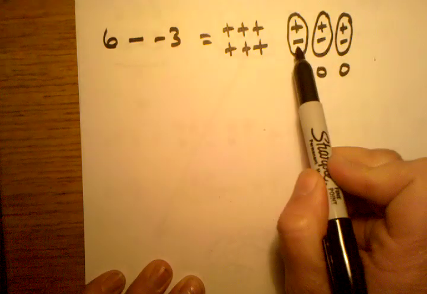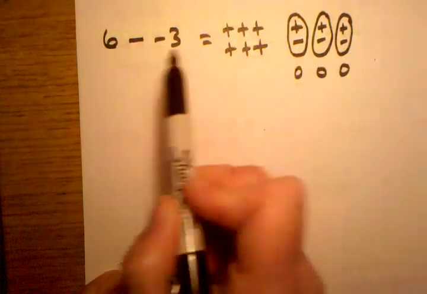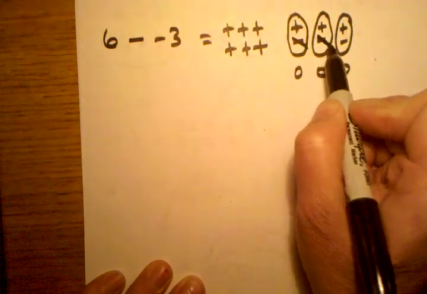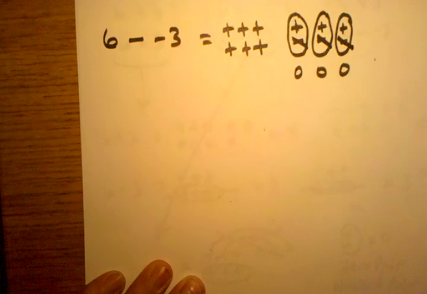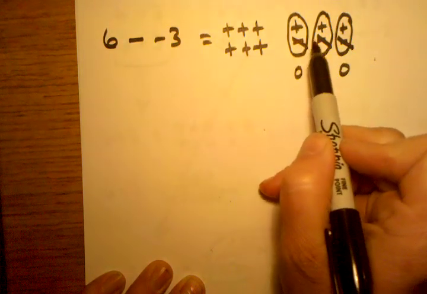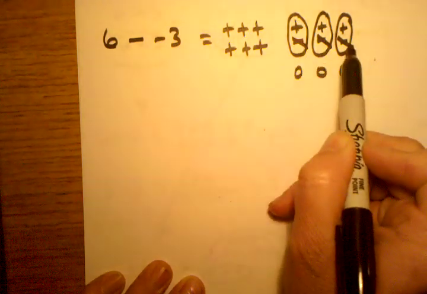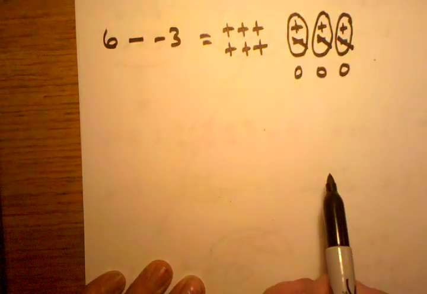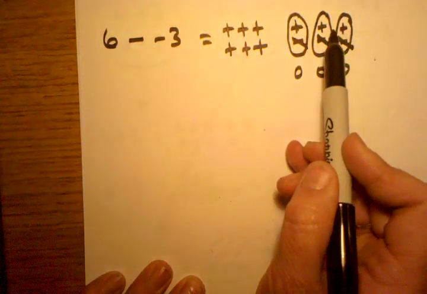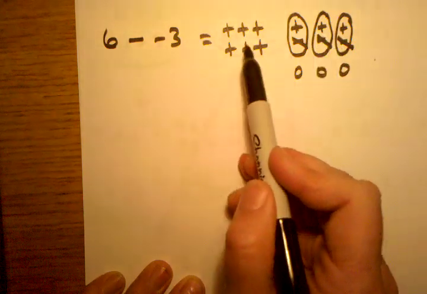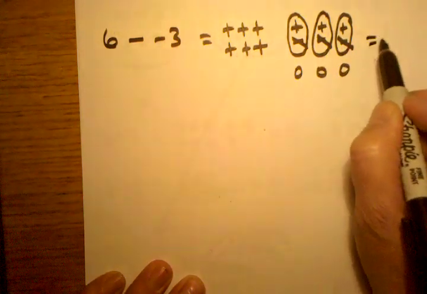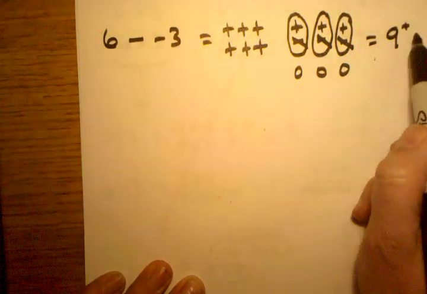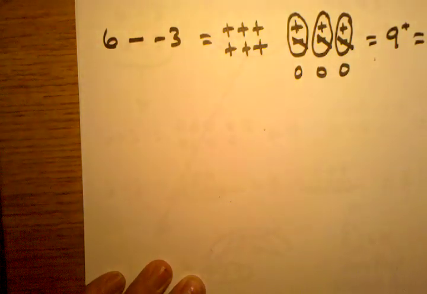So when I take these negative signs away from this entire mix, hopefully as you can see, I'm canceling those out. I'm going to end up separating these 0 pairs and taking away the 3 negative signs, but leaving behind 3 positive signs. And when I leave behind 3 positive signs and add those to the 6 positive signs, what I now have is a total of 9 positive signs, which means my answer to my problem is 9.